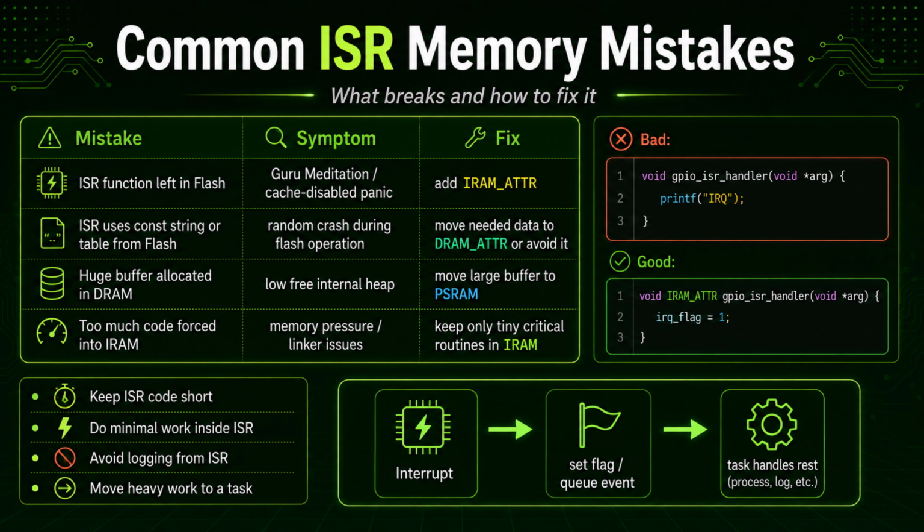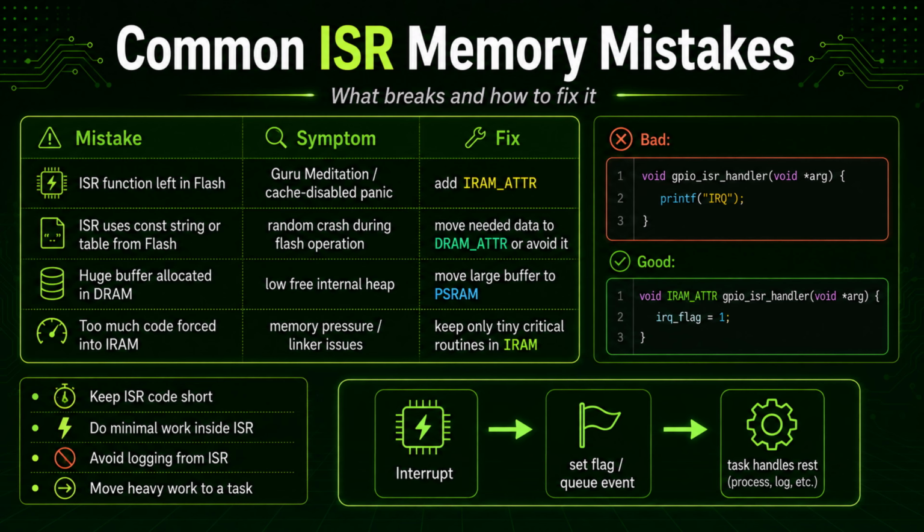DRAM_ATTR. Another common mistake is performing too much work inside the interrupt. Functions such as print, complex calculations, memory allocation, file access, networking operations, and long processing chains generally do not belong inside an ISR. Instead, keep the handler minimal. For example, an interrupt occurs, the ISR sets a flag or sends an event using an ISR safe FreeRTOS API, and then a normal task performs the heavy processing.